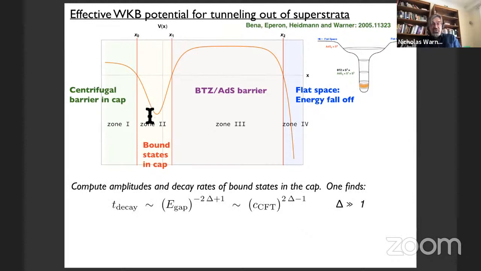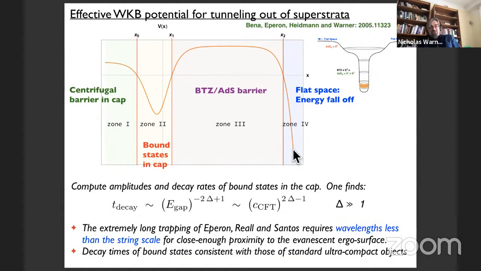And you compute the amplitudes of decay from states in here to states out here. And we find 2 important things, one of which is that exactly the long trapping states that Eperon, Reall, and Santos were concerned about have to have wavelengths less than the string scale. And that's simple to see naively, because to get trapped for a suitably long time, you have to be very, very, very close to the evanescent ergo surface. And that very, very close is much less than the string scale. So this exactly reflects what Andrea and Don and Ben and Michelle were arguing too, that essentially, by the time you're getting trapped for a long time, you must be substringy.